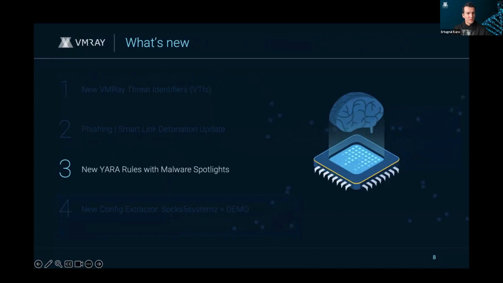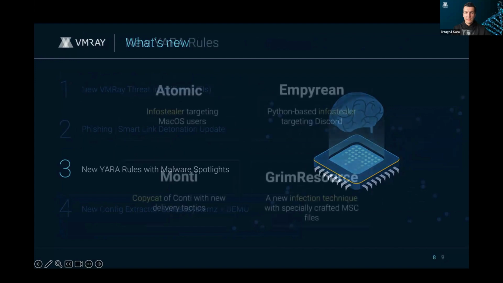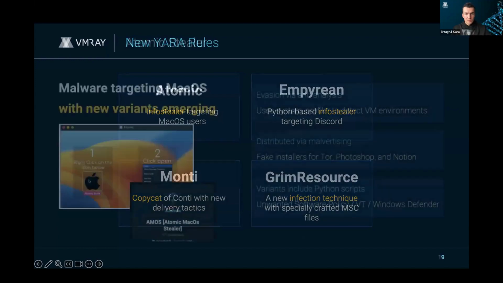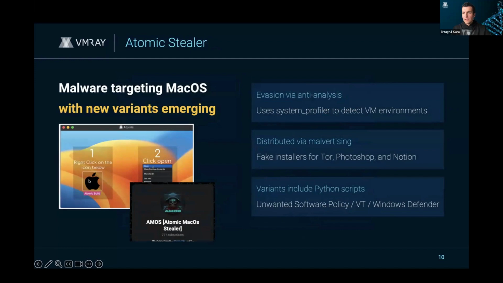Now we are moving to YARA rules, and we will also talk about some recent updates around specific malware families. As you can see on this slide, we are looking at actually 3 malware here. One is the infection technique, GrimResource. So let's start with Atomic Stealer. It's a macOS stealer, also known as Amos, and we are seeing new variants pop up as shared by various research blogs we have been reading.